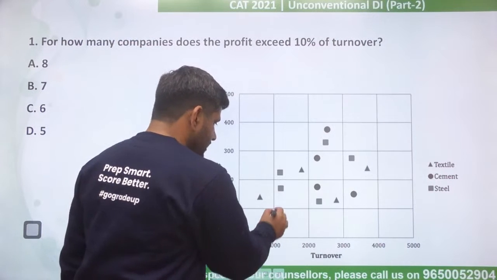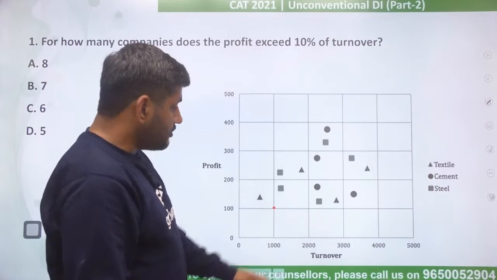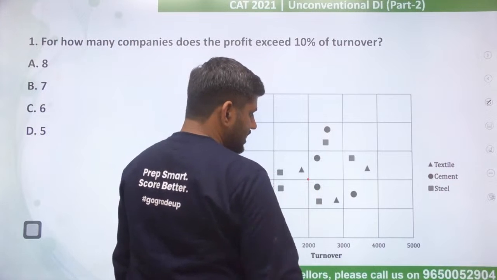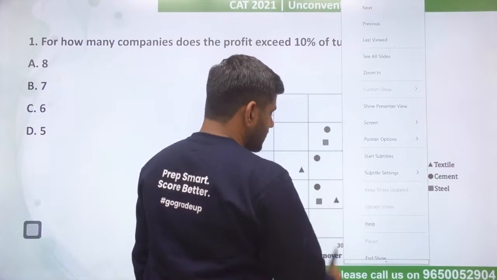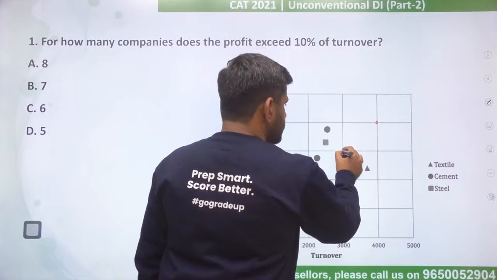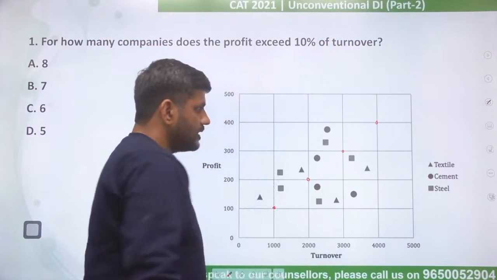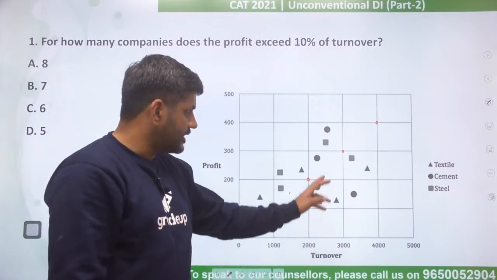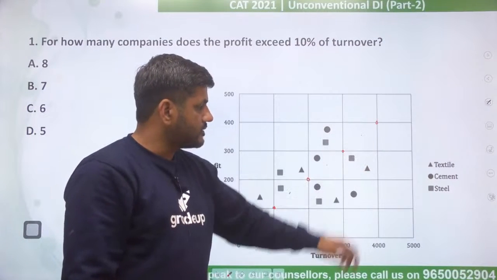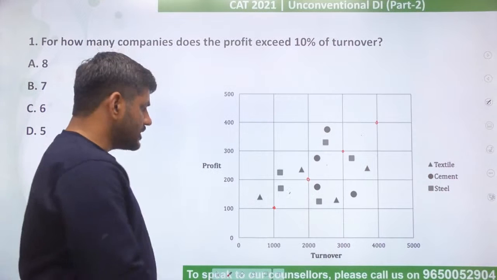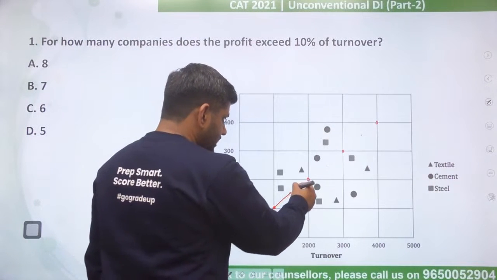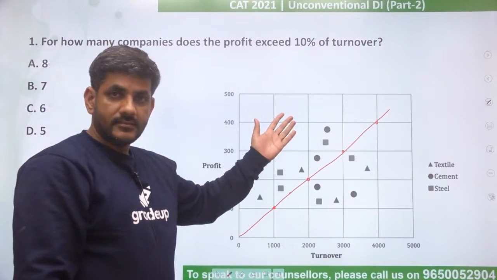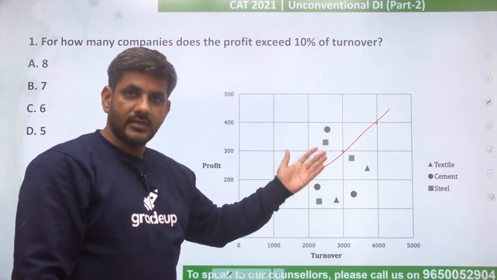So that company should lie somewhere here, right? A company having a turnover of 2000, 10% of 2000 is 200. Similarly, 10% of 3000 is 300, and 10% of 4000 is 400. So can I say these points are representing 10% of the turnover? And 10% of 1500 would be 150, 10% of 2500 would be this, 10% of 3500 would be 350, something like this. So can't I just join all these and make a single line? Straight away I can say anything above the line is more than 10%, and anything below the line is less than 10%.